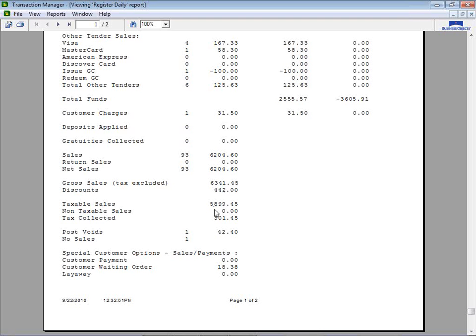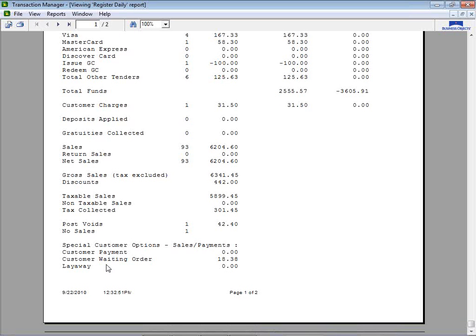Discounts, taxable sales, tax collected, how many post voids we did during the day, how many no sales we did. I mentioned things like special customer options like layaways and customer waiting orders, and of course we have receivables, so a customer may come in and make a payment. Those are not sales activities, but they're money going to the bank, so we are accounting for it here.